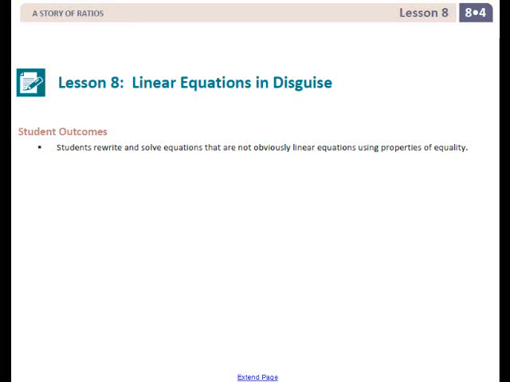This is Mrs. Zappia with Lesson 8, Linear Equations in Disguise. Student outcomes for this lesson: students rewrite and solve equations that are not obviously linear equations using properties of equality.